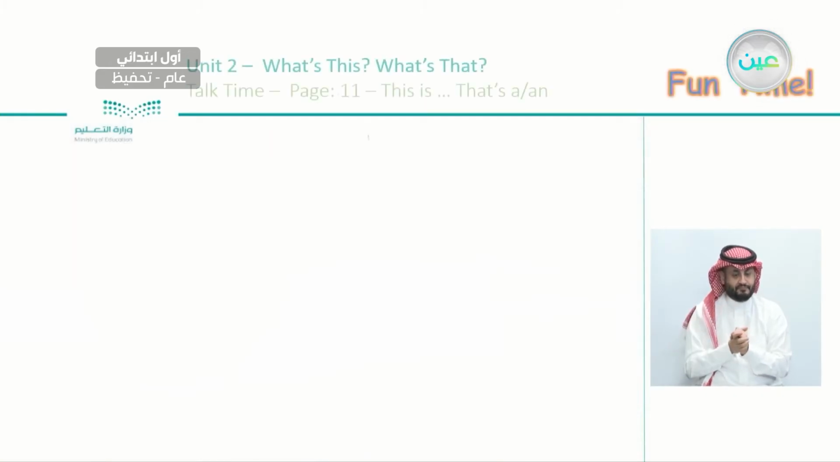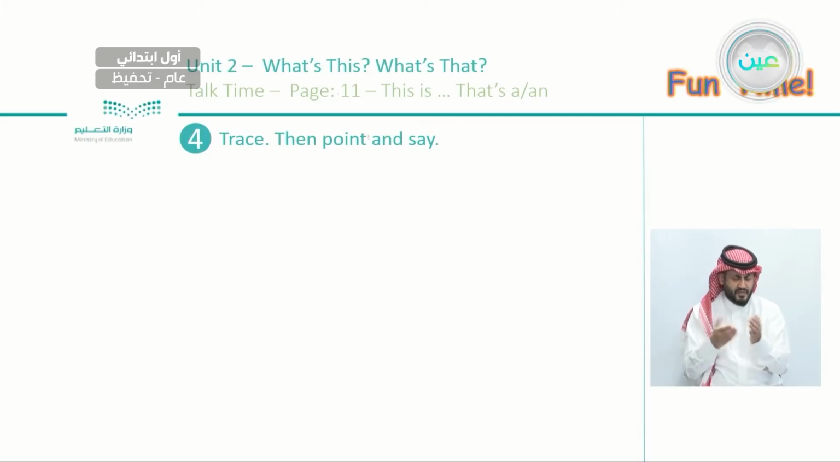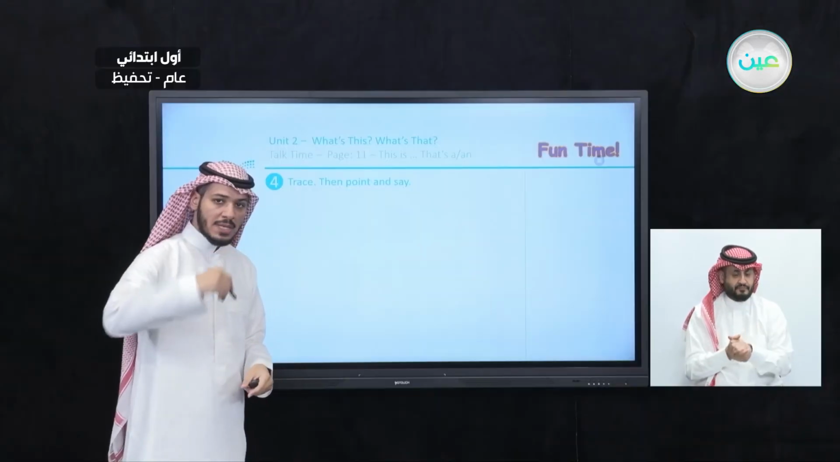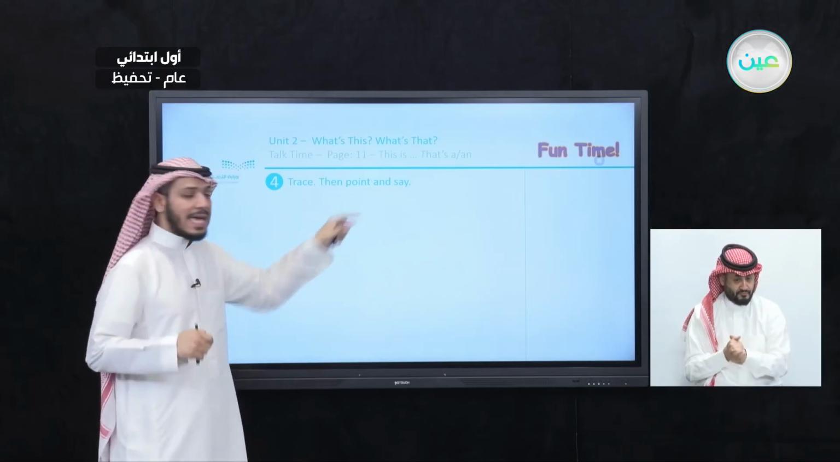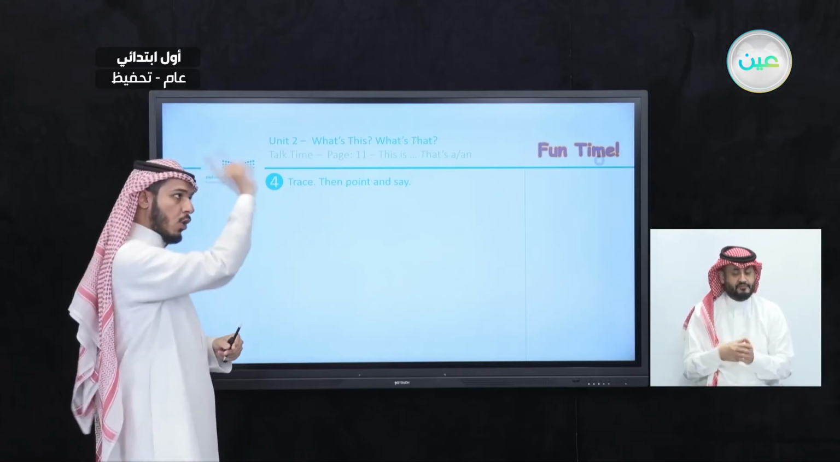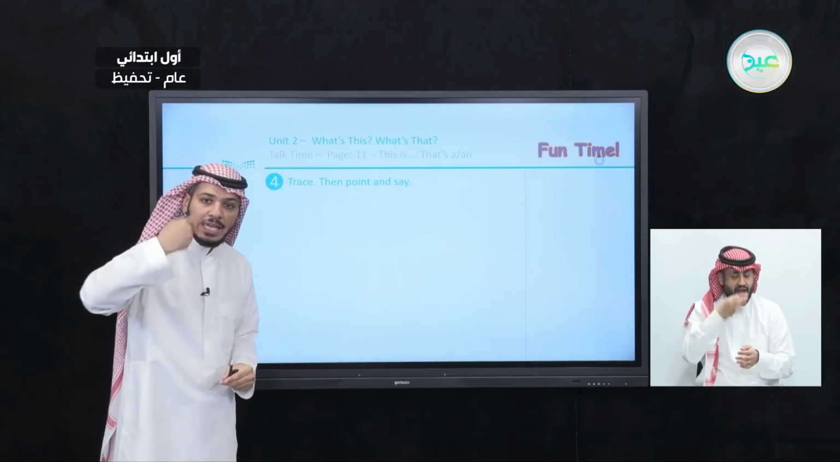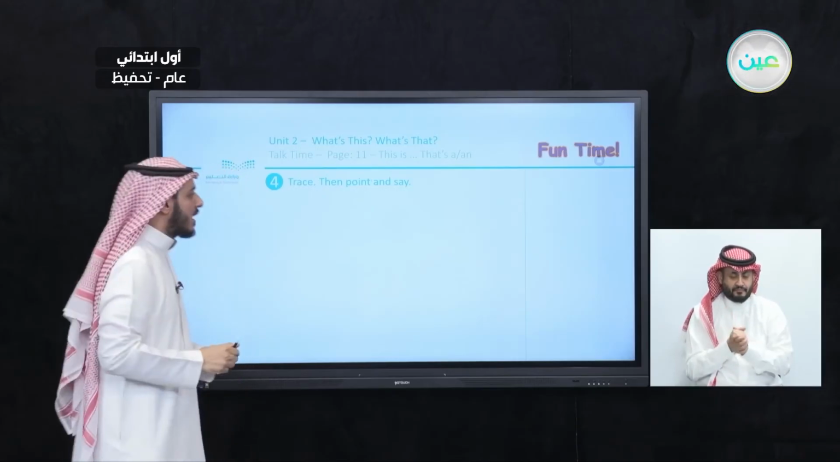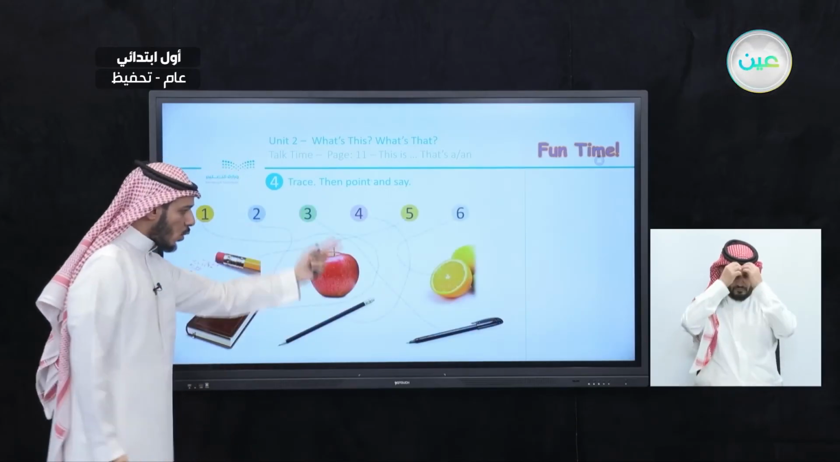Excellent. Okay, now the same page, we have this is and that's, a or an. Number 4, trace, then point and say. So trace, you use your pen or pencil, then point and say. Point with your finger. Point and say. Excellent.